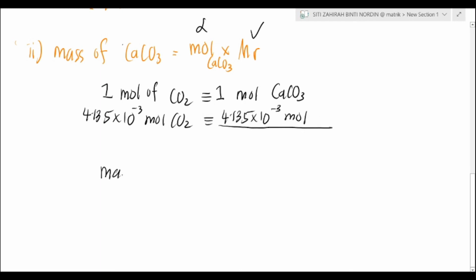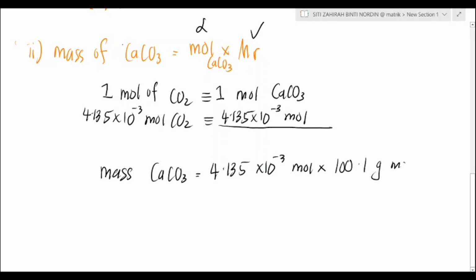So your mass of CaCO3 would be 4.135 times 10 to the power of minus 3 mole times 100.1 gram per mole. So your mass will be 0.414 gram.